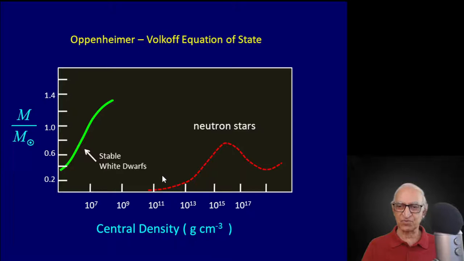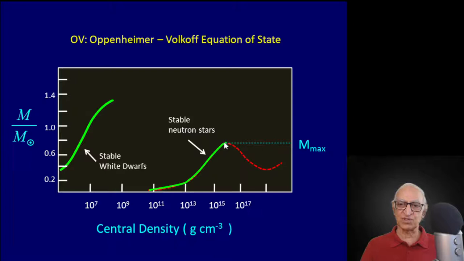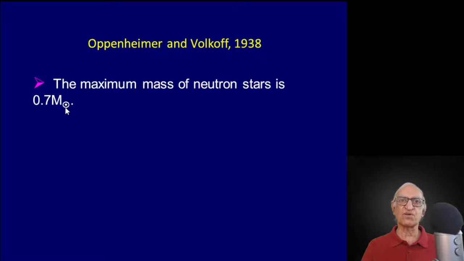What Oppenheimer and Volkoff found when they integrated the general relativistic equation of hydrostatic equilibrium was this curve. And they knew very well that it's only this branch which consists of stable neutron stars. So once again, the stable neutron star does not have a minimum mass. Just as in Chandrasekhar's theory, there was no minimum mass for a neutron star. There was only a maximum mass. Here also, there is a maximum mass. And the question is, what was the maximum mass that young Volkoff found? That maximum mass that he found was 0.7 times the mass of the sun.